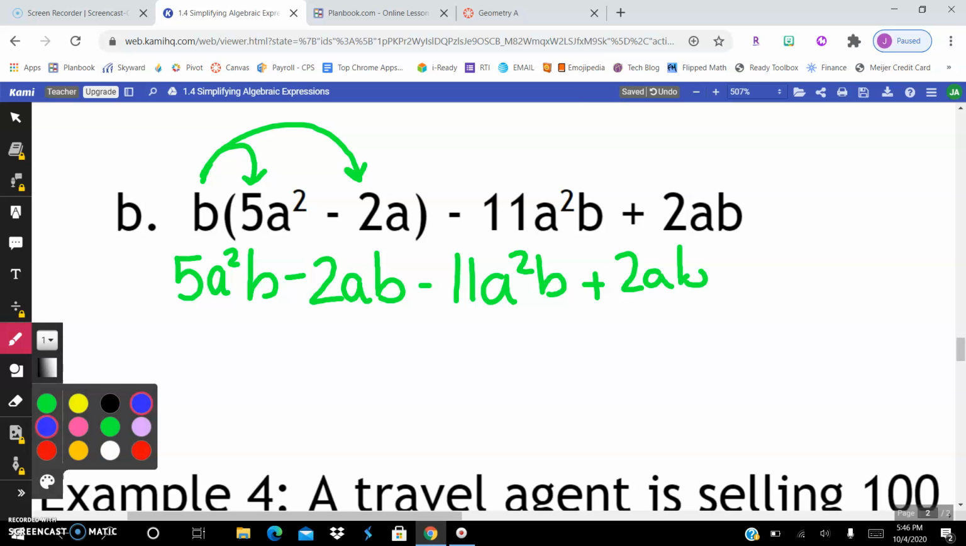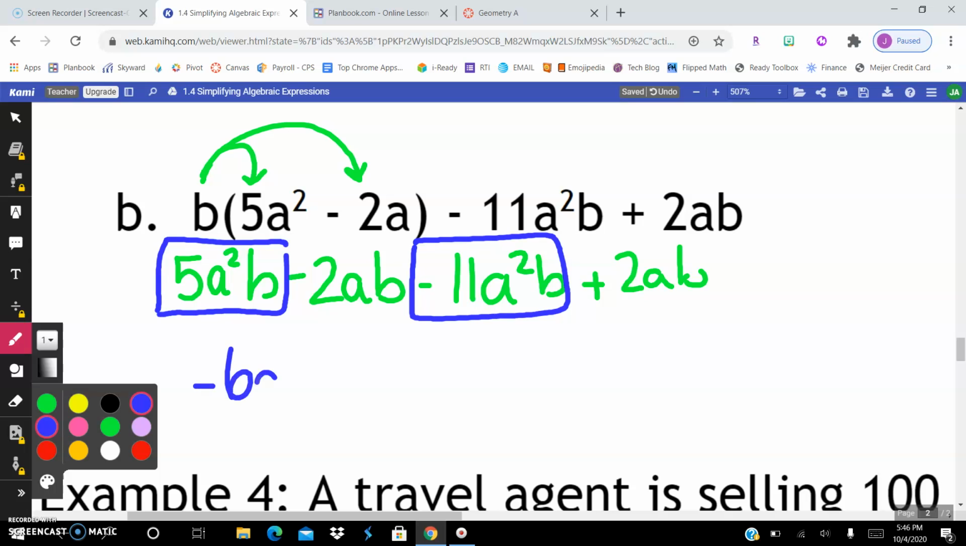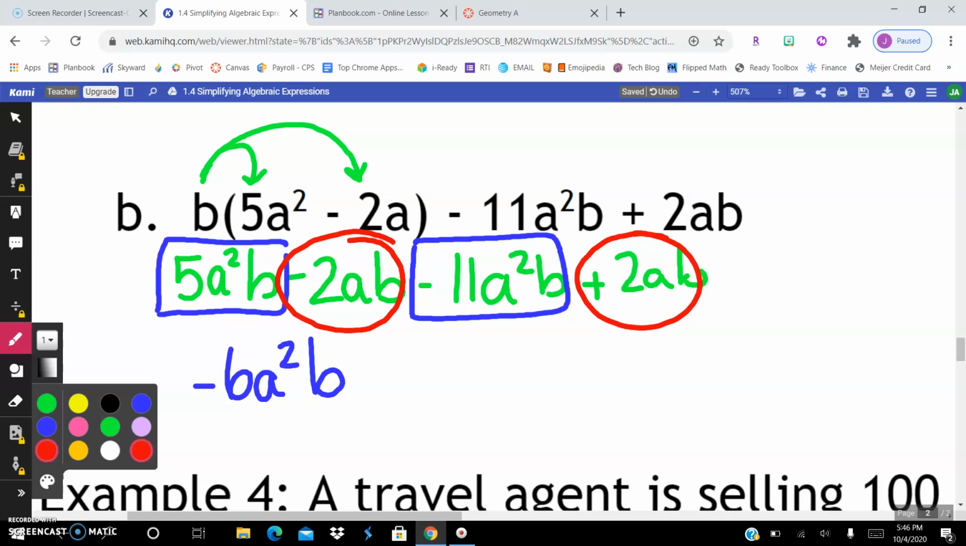Then we can go through and combine like terms. So I'm going to look at 5a squared b. I see this -11a squared b. So 5 minus 11 would give me negative 6a squared b's. And then I have a negative 2ab and a positive 2ab. Negative 2 plus 2 is 0, so we don't need to include that in our answer. So this would be our final answer, negative 6a squared b.